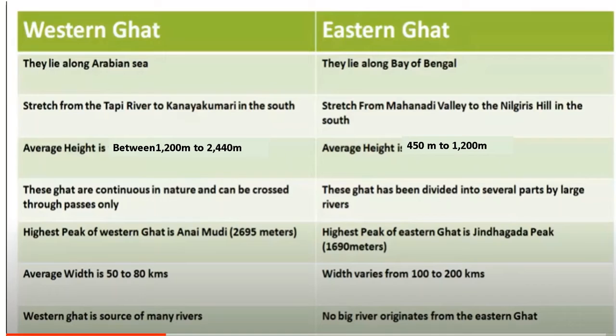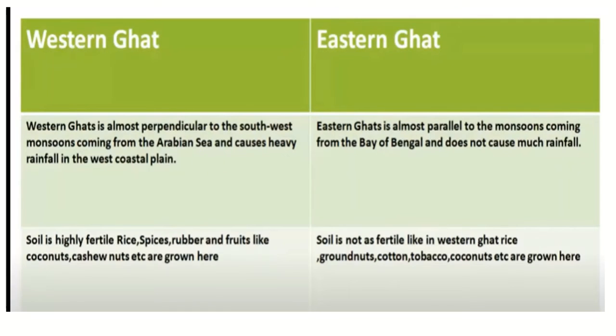The Western Ghats are the source of many rivers. No big rivers originate from the Eastern Ghats. The Western Ghats are almost perpendicular to the southwest monsoons coming from the Arabian Sea and cause heavy rainfall to the western coast. The Eastern Ghats are almost parallel to the monsoons and hence do not cause any rainfall as such. Little rainfall is caused by the winter monsoons, which happen in the winter season.